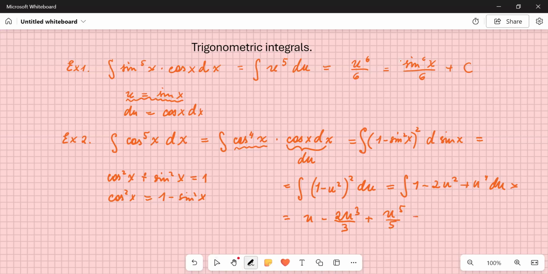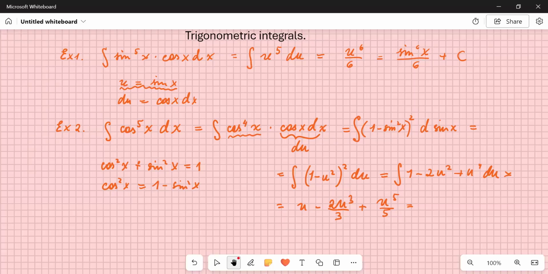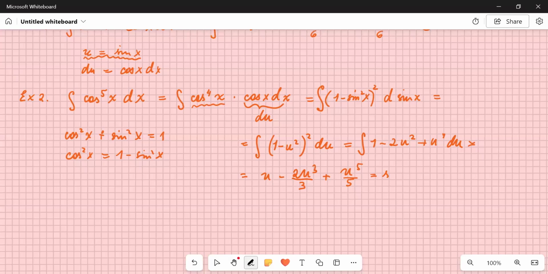And I'll need to go back to the original variable, which was what? Sine. So I'm going to plug in sine of x here, minus 2 sine cubed of x over 3, and plus sine to the power of 5 of x over 5, plus a constant.